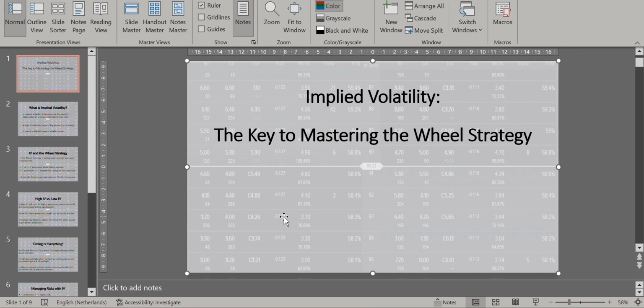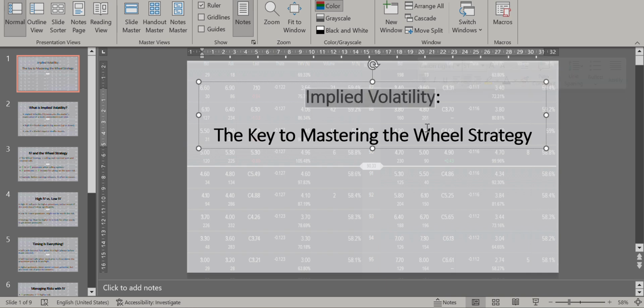So in today's video we are going to dive into one of the most crucial concepts in options trading, especially when it comes to the wheel strategy, which is implied volatility, also called the IV, and why it is so important to understand how it works, the concept itself and its various applications as you try to deploy the wheel strategy.